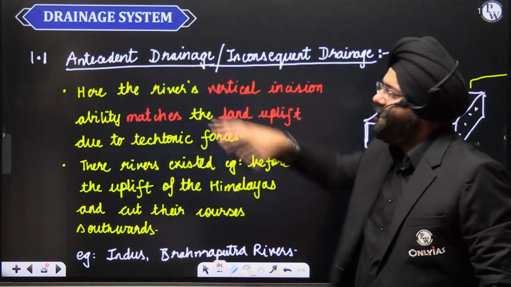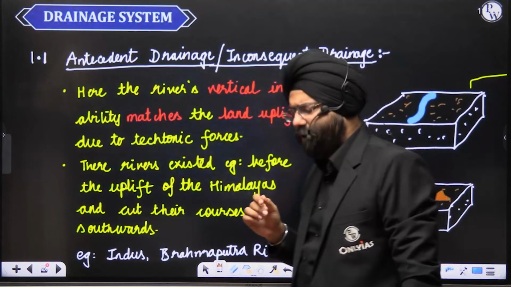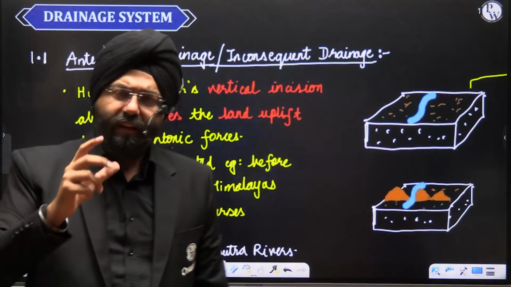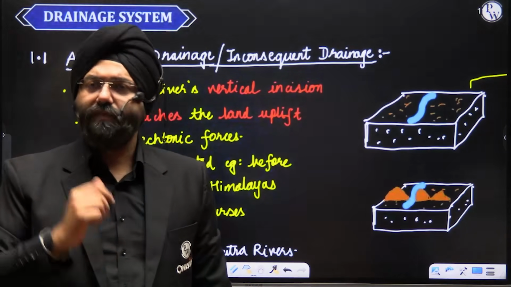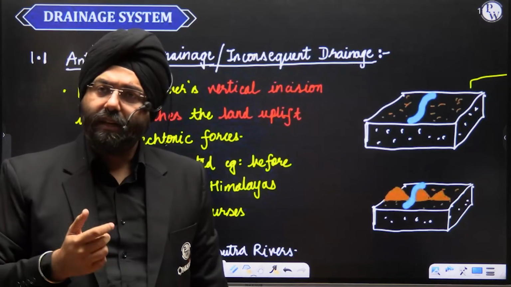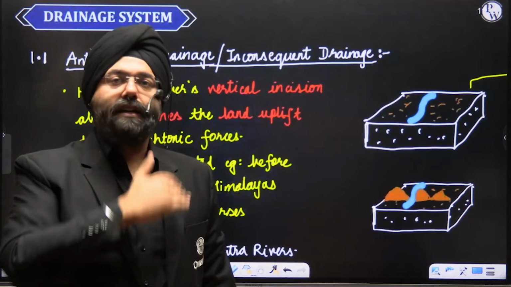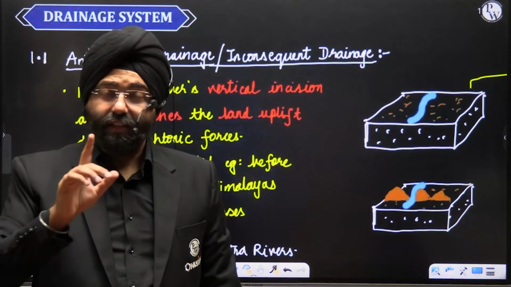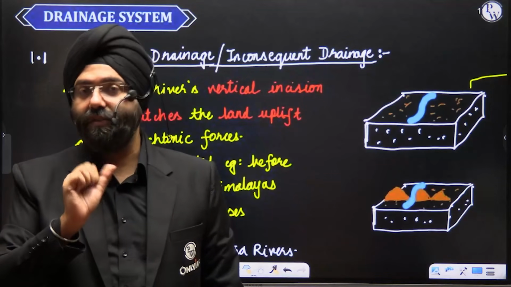What do you mean by an antecedent drainage? Have you realized something when you are studying the drainage system, you would have realized that there are certain rivers like Brahmaputra. There are certain rivers like Indus, rivers like Satluj, which are cutting the Himalayas and then further moving ahead, right? So this is something very important for you to analyze. These are examples of what? Antecedent rivers.